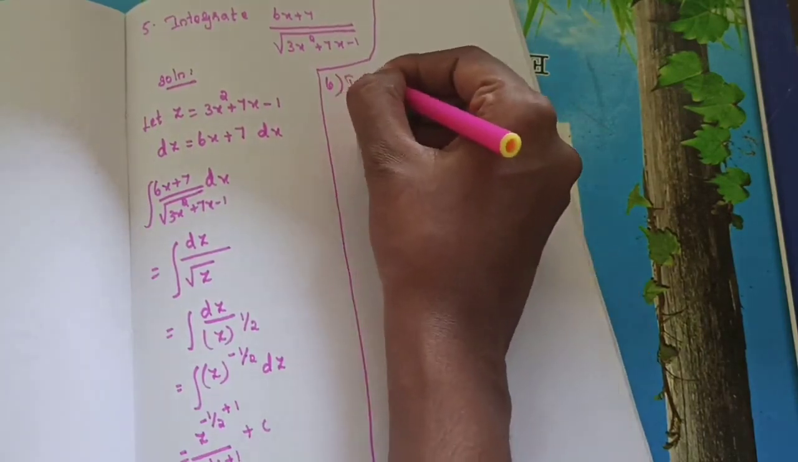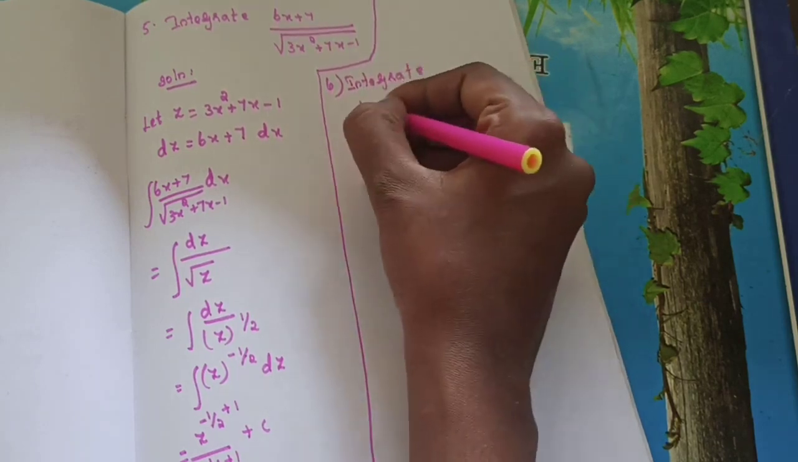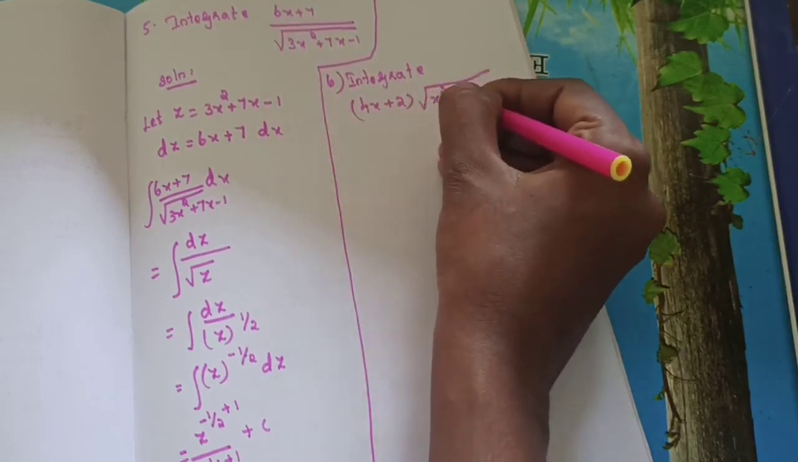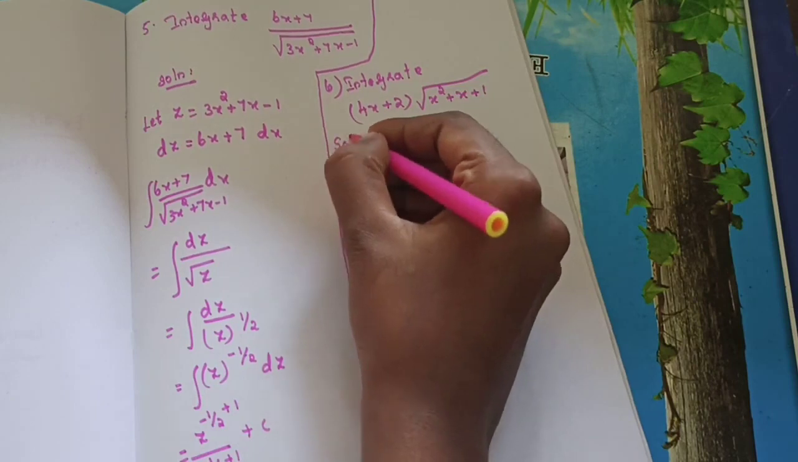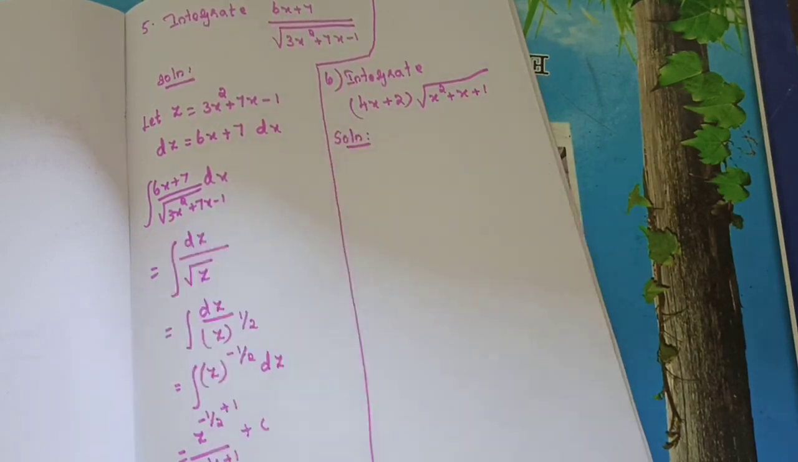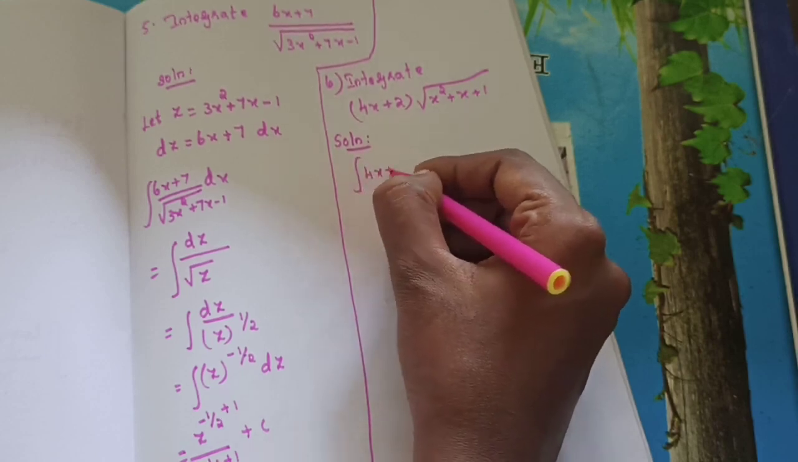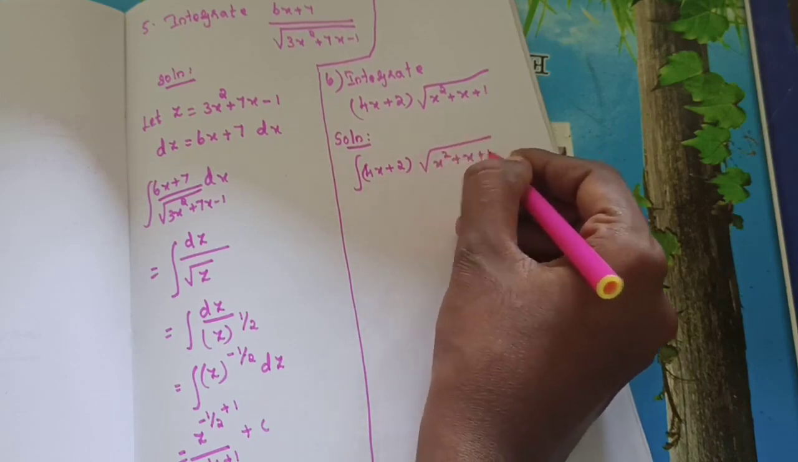Question is, integrate 4x plus 2 square root of x square plus x plus 1. Solution. Here what will you consider as z? Before that we are going to take the common outside and rearrange this. So integration of (4x plus 2) into square root of x square plus x plus 1 dx.